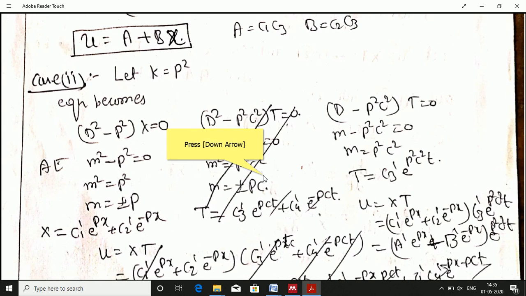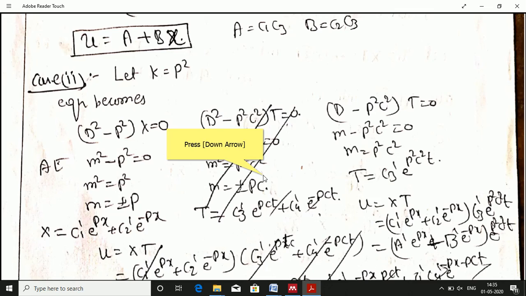Second case, when k is positive, that is k is equal to p square. So the equation takes the form (D squared minus p squared) of X is equal to 0. Another equation is (D minus p squared c squared) of T is equal to 0. The auxiliary equation is m squared minus p squared is equal to 0, m squared is equal to p squared, m is equal to plus or minus p. The roots are real and distinct.